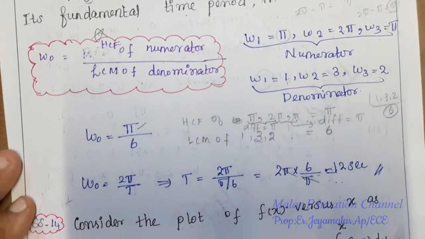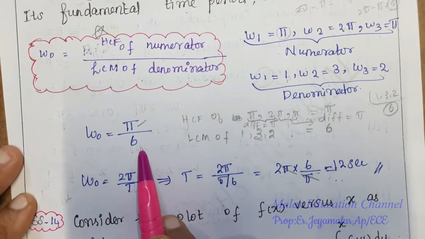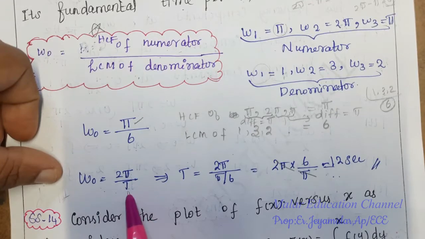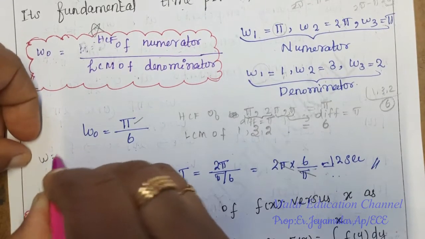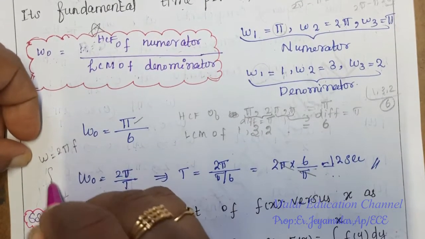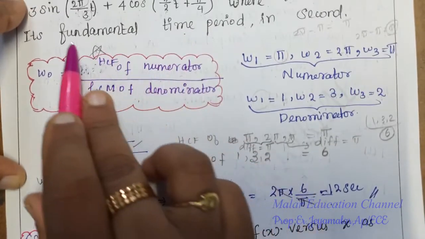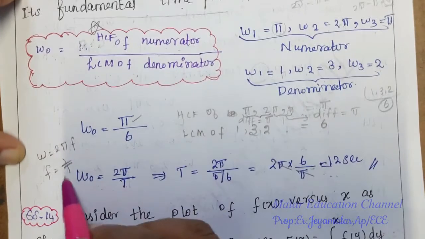Hence the answer: omega equal to pi by 6. We know the formula, omega equal to 2 pi by T. That is omega equal to 2 pi f. We know f equal to 1 by T. They are asking about the fundamental time period.